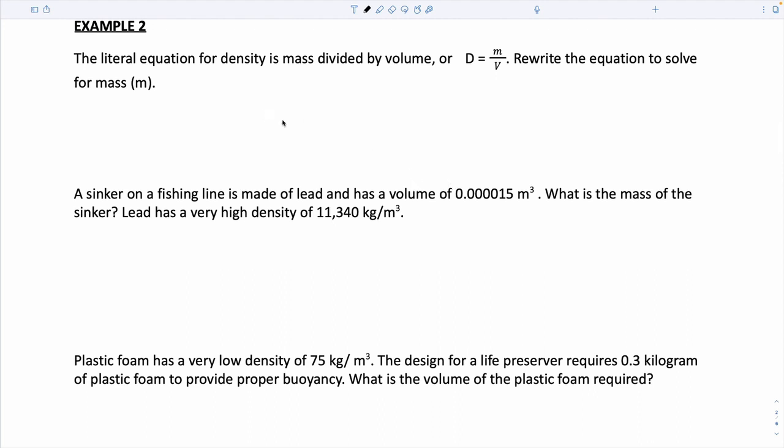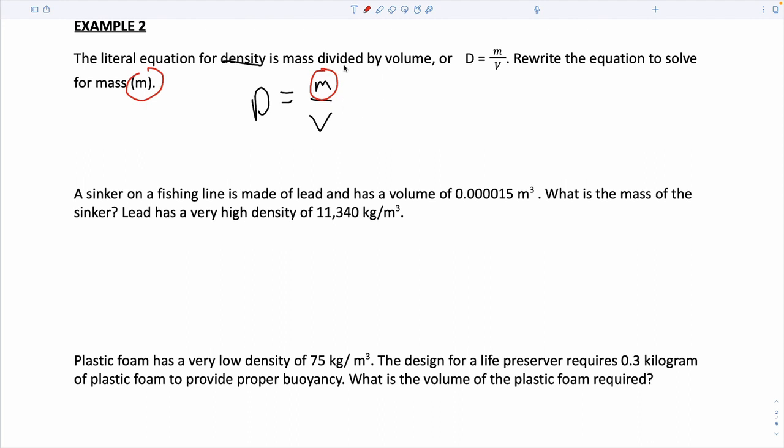You know what I mean. Example 2, the literal equation for density is mass divided by volume, or D equals M over V. Rewrite this equation, written as mass over volume, to solve for the M. Circle the M, and that's the one you want to isolate.